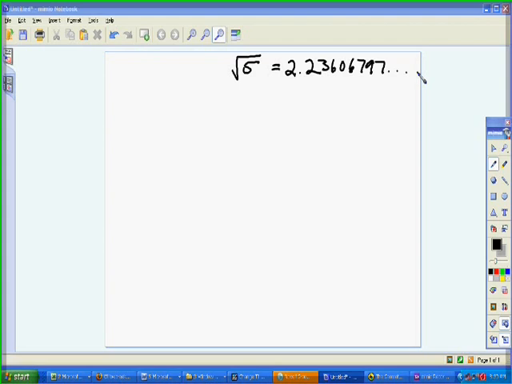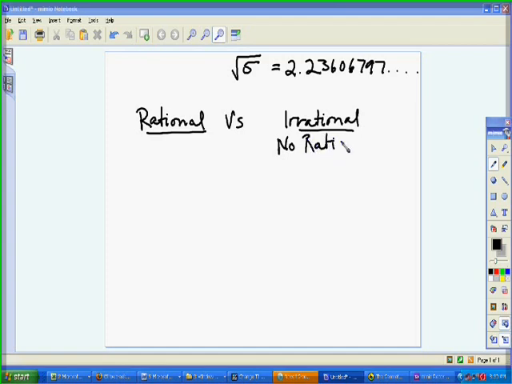So what they did was they discovered that there were numbers that were irrational numbers. What we're going to figure out is what's the difference between a rational number and an irrational number. No ratios. So there will be ratios. And again, let's review. What are ratios or fractions? These can be fractions, or we call them ratios.